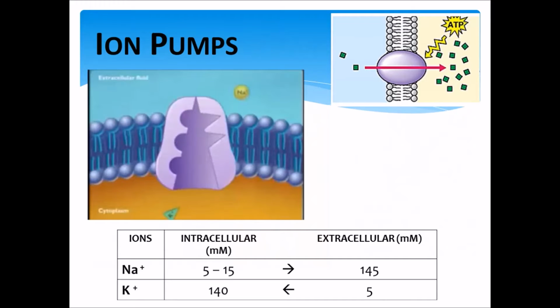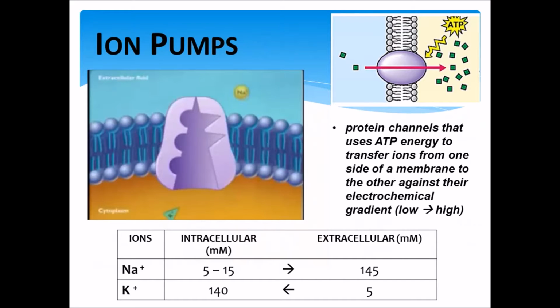Most of the molecules that utilize active transport are ions. Being charged molecules, it is difficult for them to pass through the membrane. They use ion pumps, which are protein channels that use the energy from ATP to transfer ions from one side of a membrane to the other against their electrochemical gradient. One example is the sodium-potassium pump.